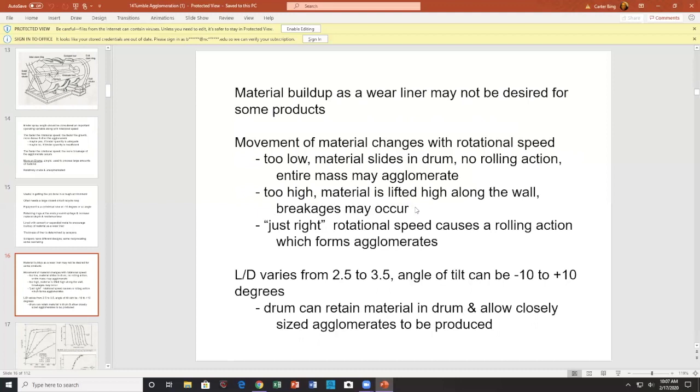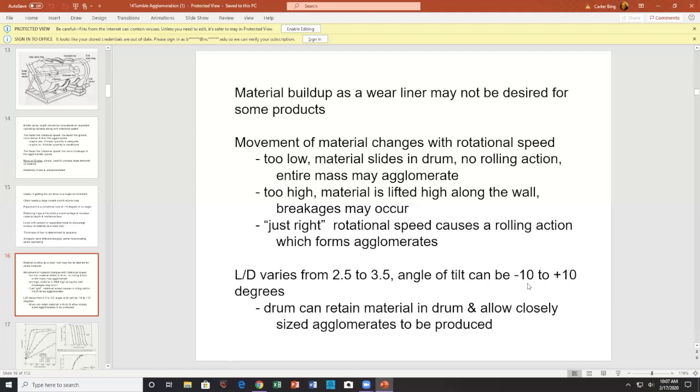may occur, basically. Just right, the rotational speed, because of the rolling action which forms agglomerates. So it's very important to recognize that Goldilocks principle again, not too hot, not too cold, but just right. So just right. Length usually varies 2.5 to 3.5, the tilt minus 10.